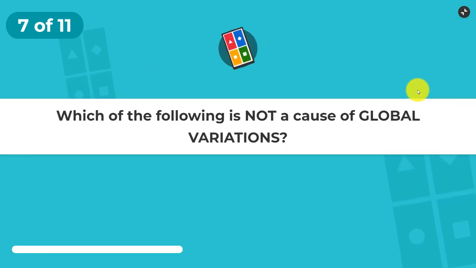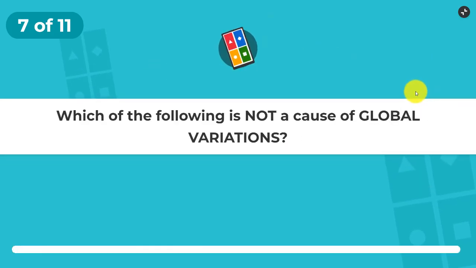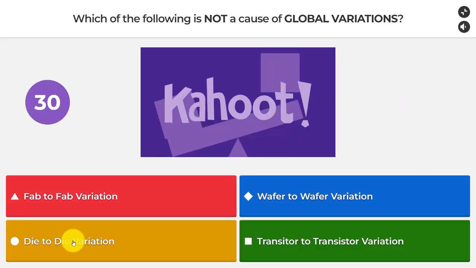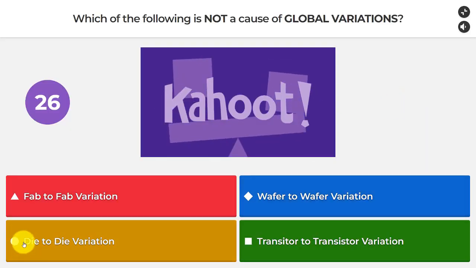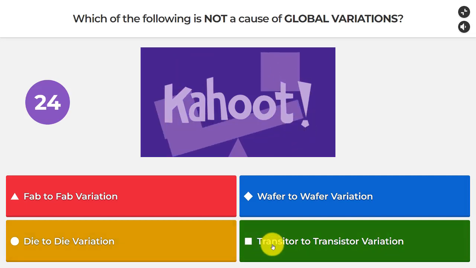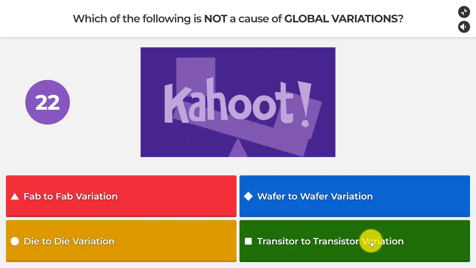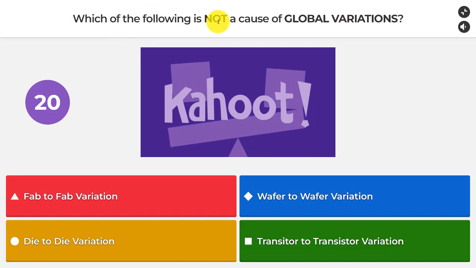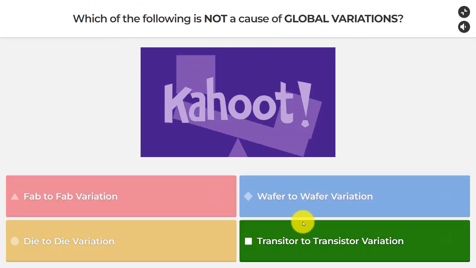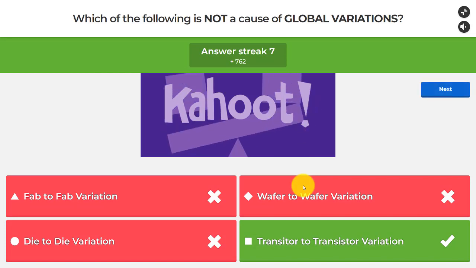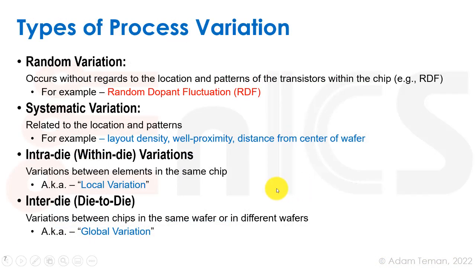Question number 7. Which of the following is not a cause of global variations? Fab-to-fab variation, wafer-to-wafer variation, die-to-die variation, or transistor-to-transistor variation. So which of the following is not a cause of global variation? Well, that's going to be transistor-to-transistor variation. And let's go back to our slides to understand that again.